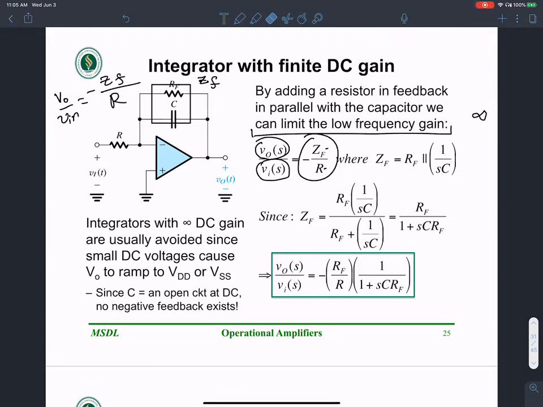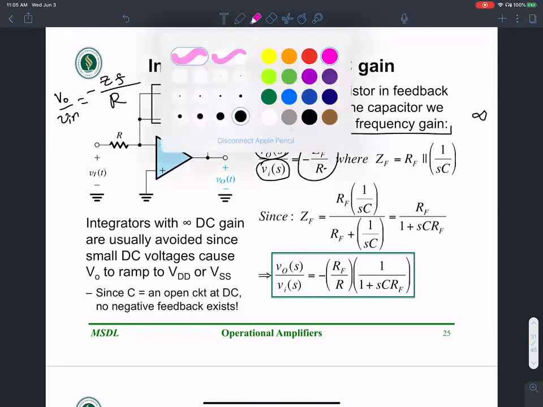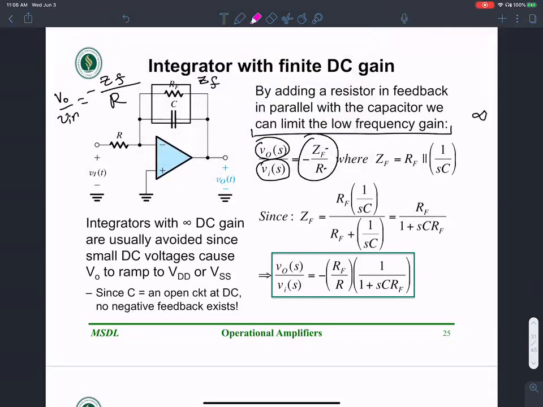Integrators with infinite DC gain are usually avoided because of small DC voltages. That's a bad thing, because earlier, when I had an infinite DC gain, a small DC voltage would always saturate the output to the positive or negative power supply. I don't want that. So what I want is a more predictable, more reasonable DC gain, and I get that by incorporating a resistance in parallel to this capacitance. Does that make sense?